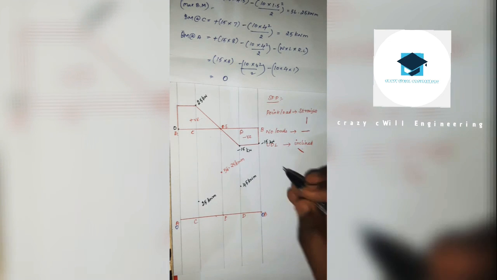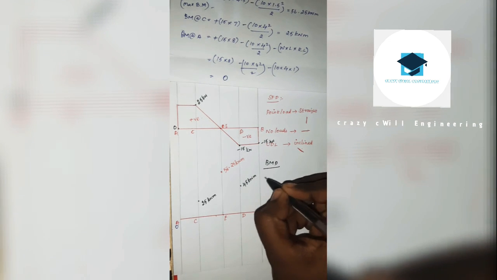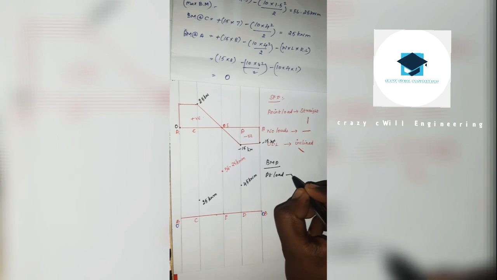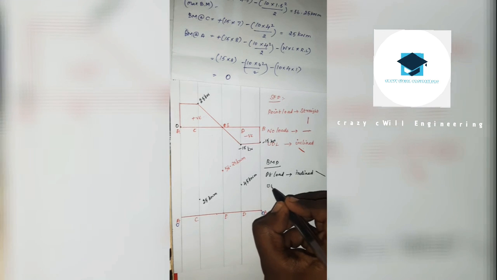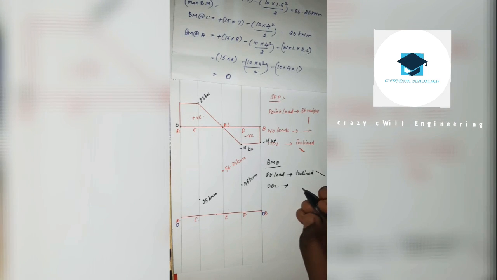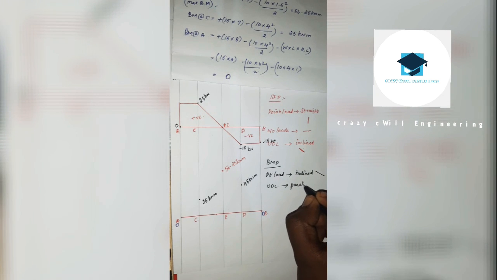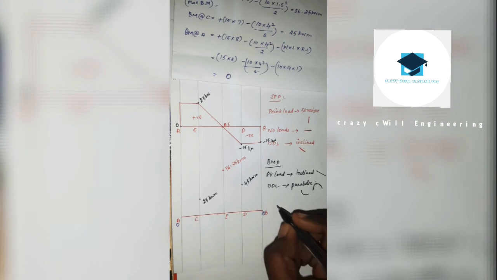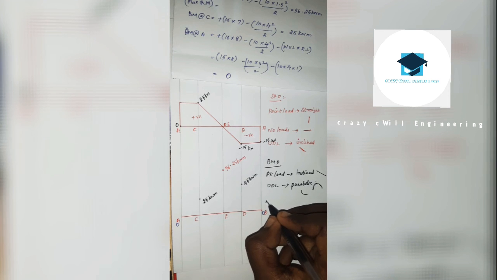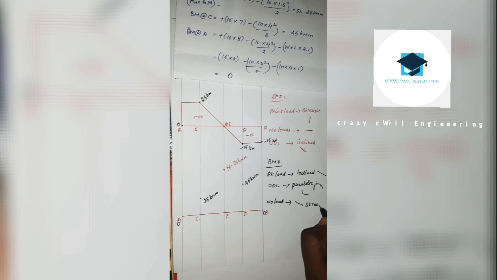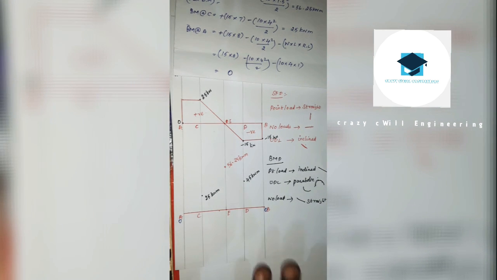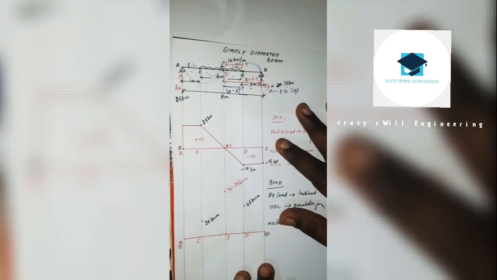Before drawing this bending moment diagram: point load means inclined line, UDL means parabolic line, like this or like this. No load means inclined straight line.